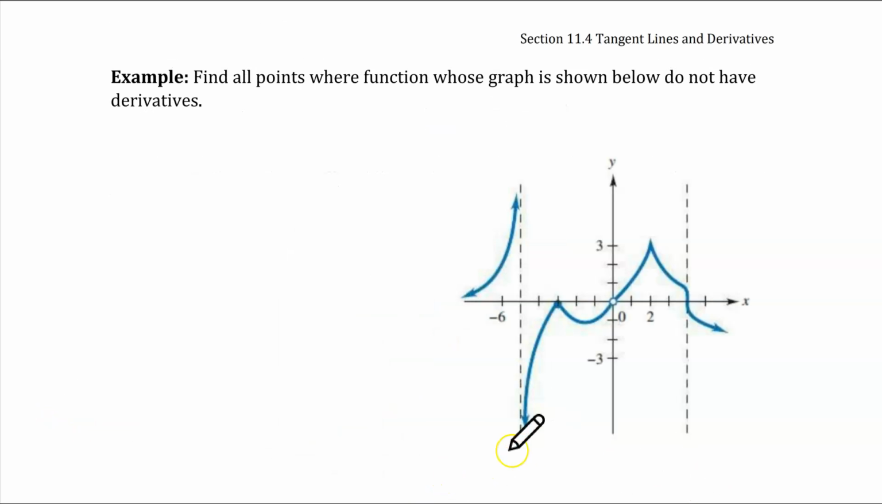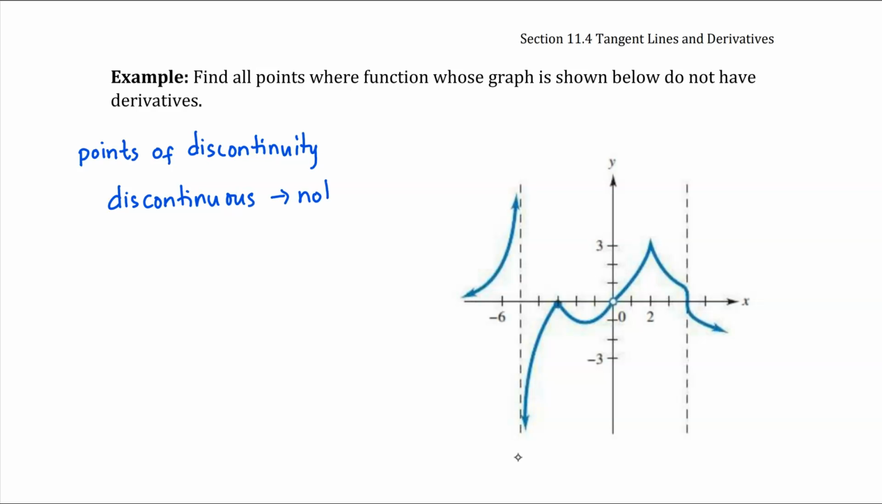Now consider the graph here. Find all points where the function is not differentiable, or where the derivative does not exist. First, we look at the points for which the function is discontinuous. Take note that if the function is discontinuous, automatically the function is not differentiable.